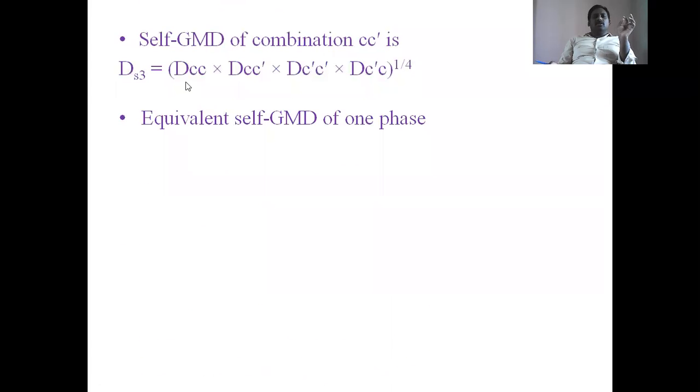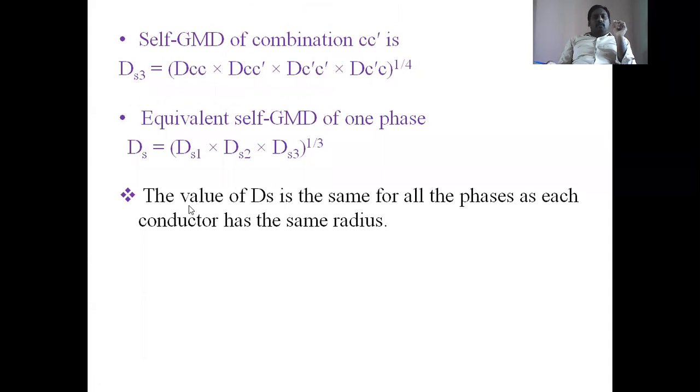In a similar manner, DS3 is equal to DCC dash into DCC, DC dash C, DC dash C dash, to the power of 1 by 4. Finally, the equivalent self GMD of one phase is, as we already know, the cube root. The simplification we already observed in the previous class. DS is equal to the cube root of DS1 into DS2 into DS3, or otherwise (DS1 into DS2 into DS3) whole to the power of 1 by 3.